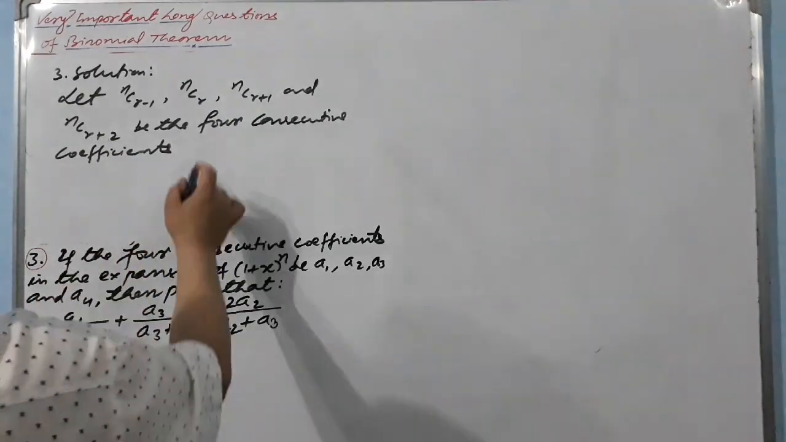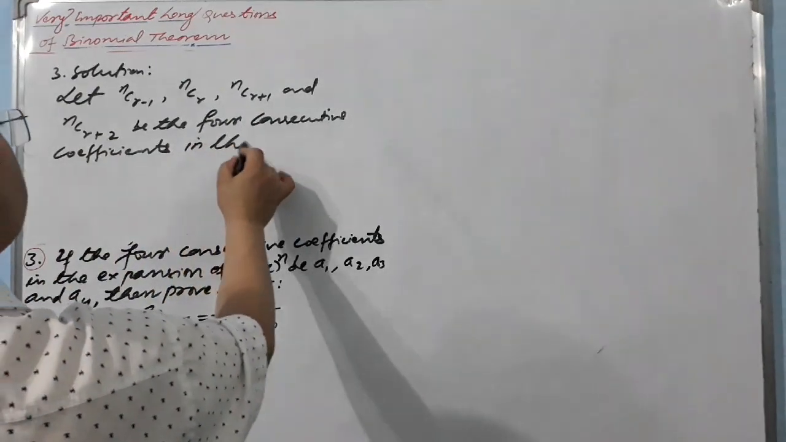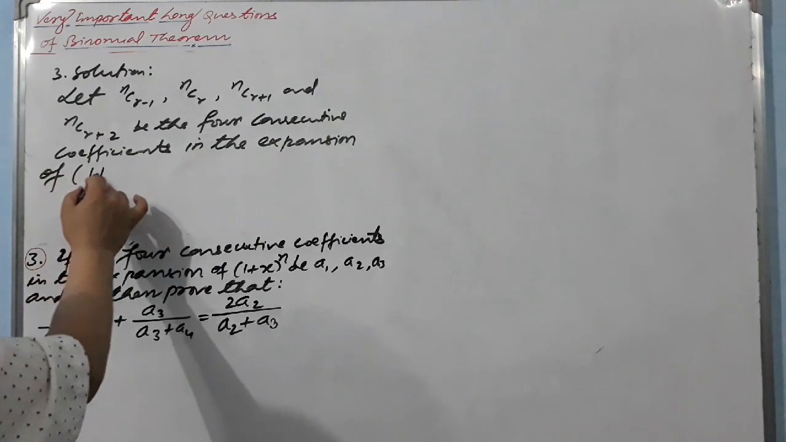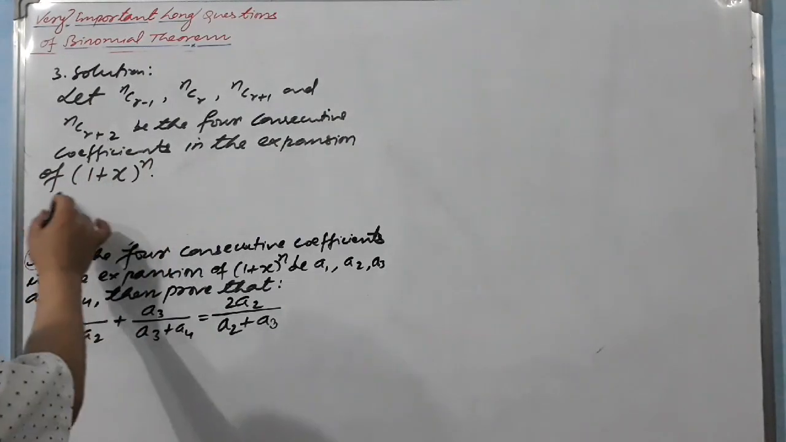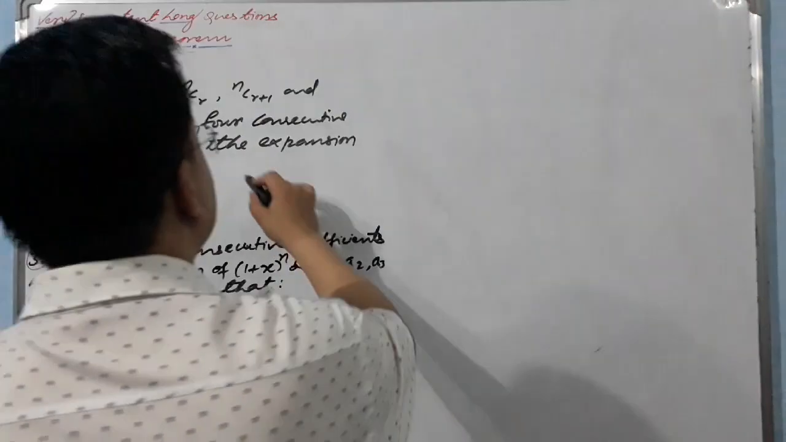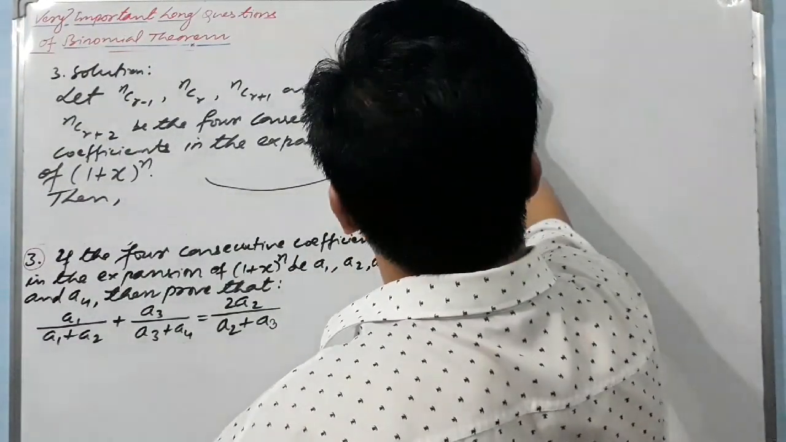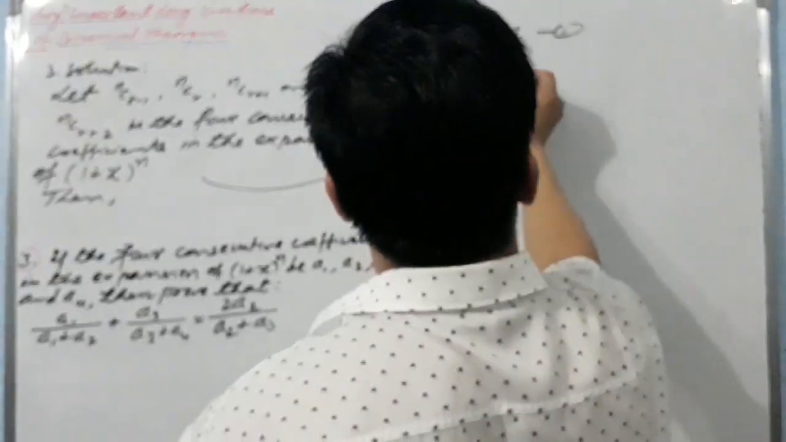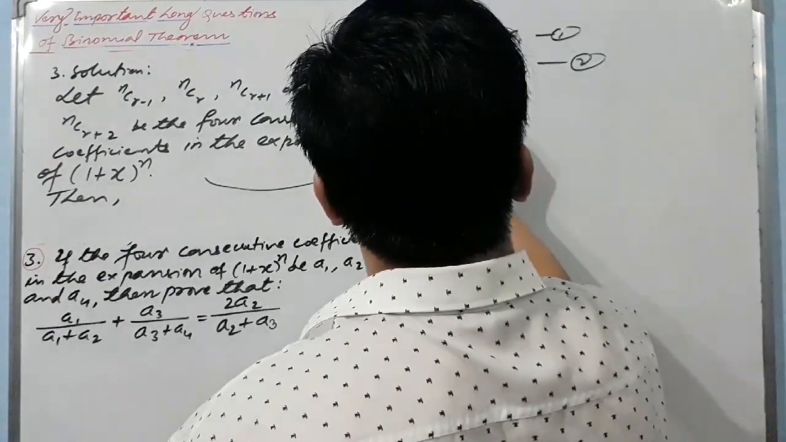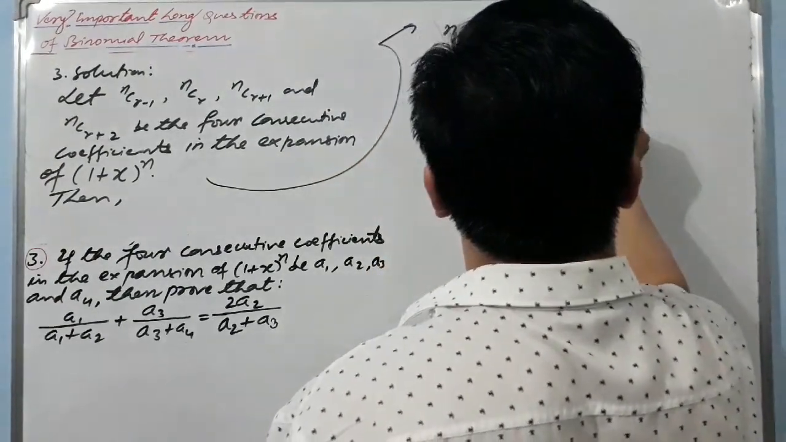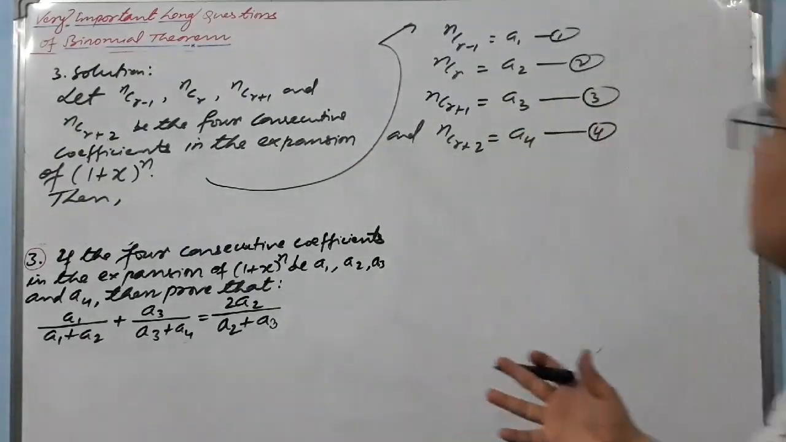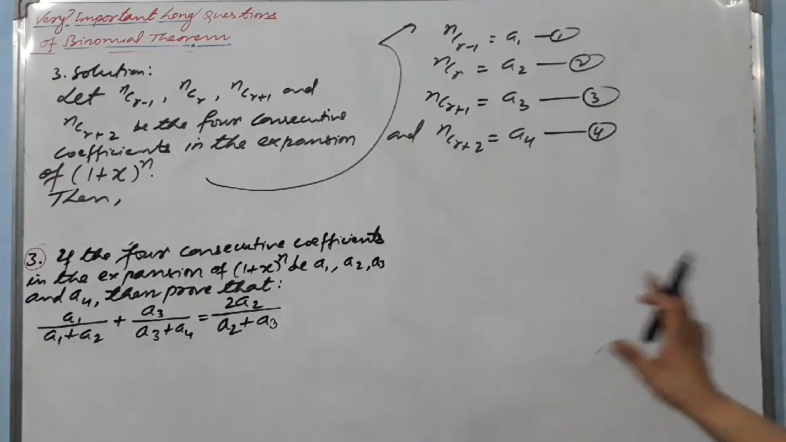Coefficients in the expansion of (1 + x)^n. Then you can write down here: nC(r-1) is equal to A1, first; nCr is equal to A2, second; nC(r+1) is equal to A3, third; and nC(r+2) is equal to A4. 1, 2, 3, 4, I have written. I don't think you have a problem here, right? Up to here, all right.